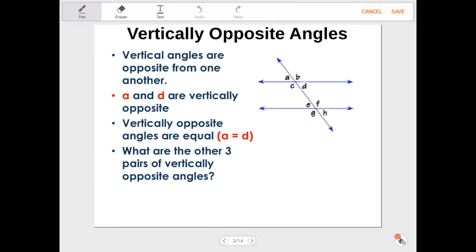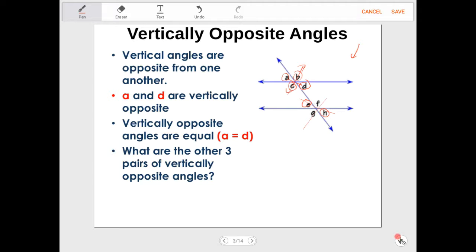Everybody, please feel free to stop this anytime and take a moment to ensure that you have each of these categories down pat. The first one is called vertically opposite angles. Vertical angles are opposite from one another. I don't care where you are in this figure: look at A, and right on the other side is D. They are vertically opposite, up and down. C and B are vertically opposite, up, down. E and H are vertically opposite. G and F are vertically opposite.